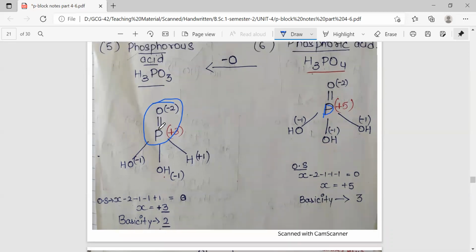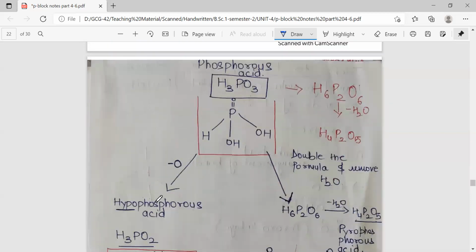Here the oxidation state of phosphorus we can easily calculate: -2 for this oxygen, -1, -1, +1. So overall, for P, X -3 is equal to 0, so X comes out to be +3. So here phosphorus is in +3 oxidation state. And basicity we can easily know from the number of OH groups. So that means basicity is 2 here. Now let us move further.